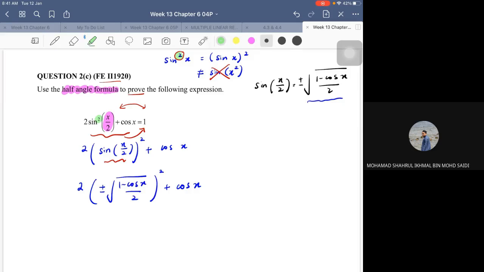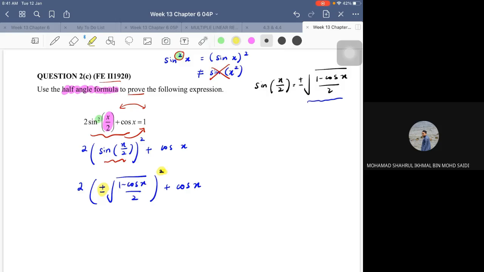Okay, so now if you look at our calculation, we have plus minus over here. So basically we have 2 different functions. But for this case, we don't need to worry about plus and minus. Why? Because we are going to square this function. And we know that if we have a positive function squared, it will be positive. So a negative squared will also be positive.